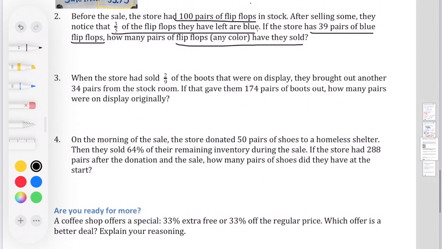Number 3, when the store sold 2/9 of the boots that were on display, they brought another 34 pairs from the stock room. If they then had 174 pairs of boots out, how many pairs were on display originally? So we're going to have to use the 2/9, the 34 that they brought from the stock room, and then the 174 total to find out how many were originally on display.